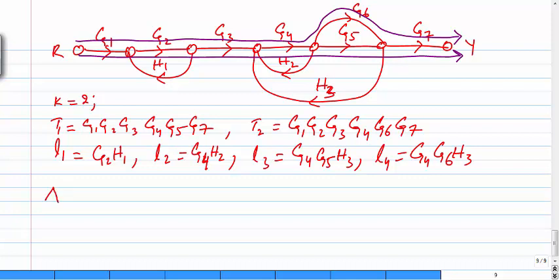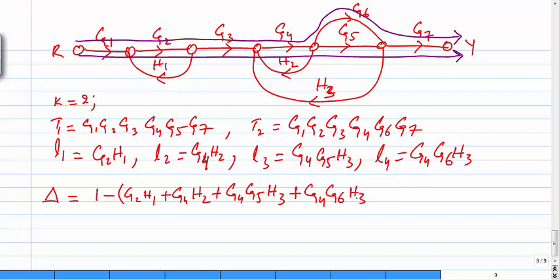Now first of all, find this delta. Delta is equal to 1 minus the sum of gains of the single loops, that is G2 H1 plus G4 H2 plus G4 G5 H3 plus G4 G6 H3. You have to add the gains. So this is for single loops. Then put a plus sign and then take the combination of non-touching loops.